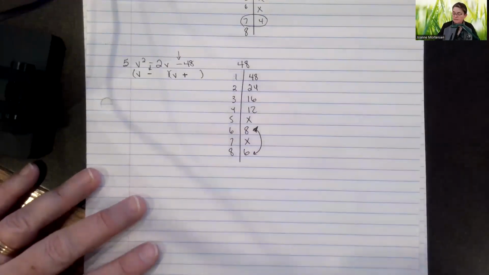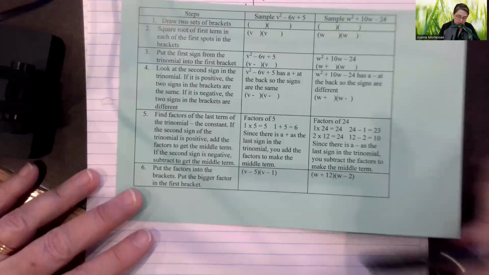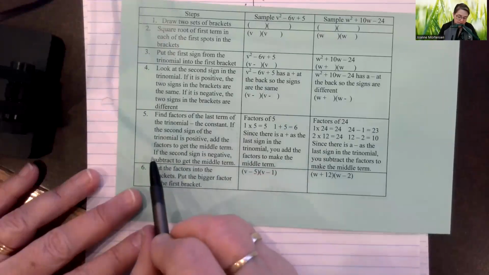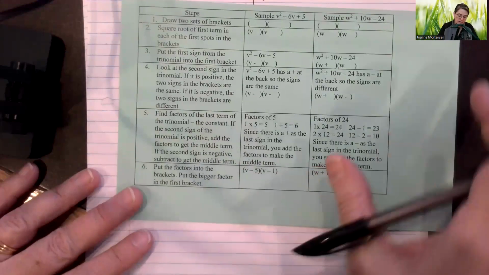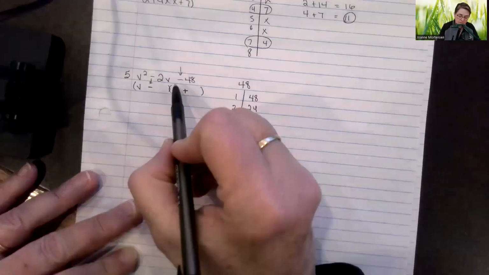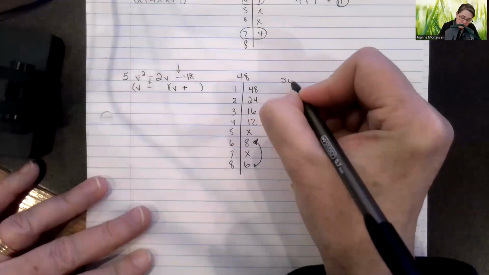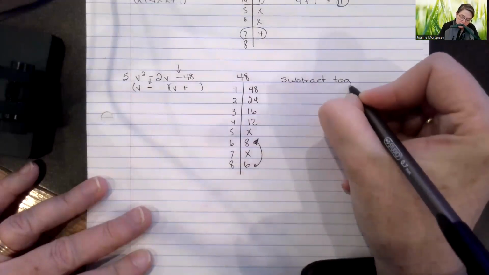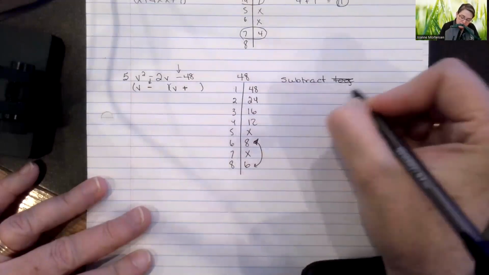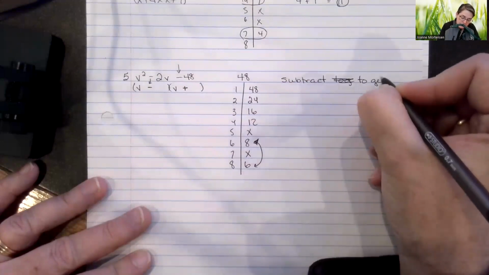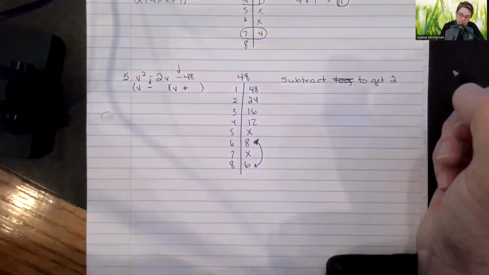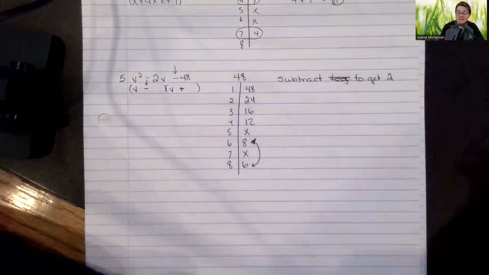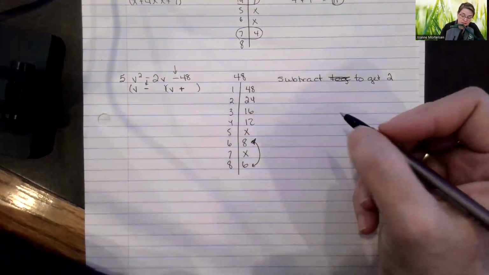Now, back to my list. Find the constants. If the second sign is positive, add. If the second sign is negative, subtract to get the middle term. Okay, so this one tells me I need to subtract. All right, 2, ooh, that's just messy, to get 2. And I will, again, write them out one more time. And after this, I'm just going to stop because you do not need to do this part.